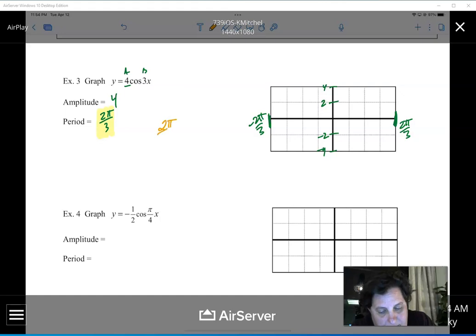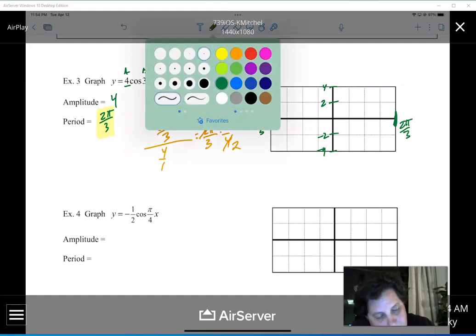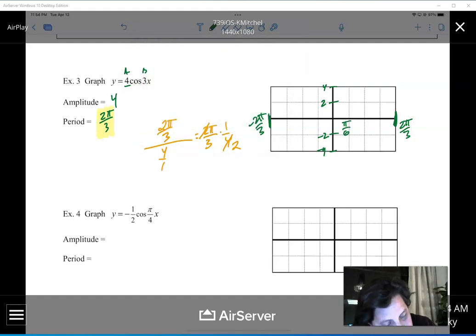2 pi over 3, and I want to cut it in fourths. Think of that as like 4 over 1. So that'd be the same thing as saying 2 pi over 3 times 1 over 4. And if I reduce that, 2 goes into 4 2 times, it's pi over 6. So that's 1 pi over 6. That's 2 pi over 6, which reduces to pi over 3. That's 3 pi over 6, which reduces to pi over 2. And then that's 4 pi over 6, which reduces to 2 pi over 3. And so it all works out.